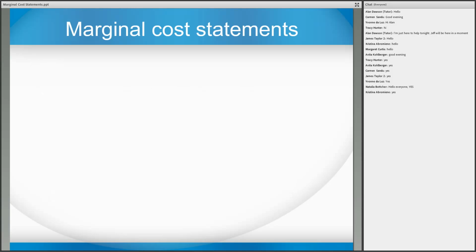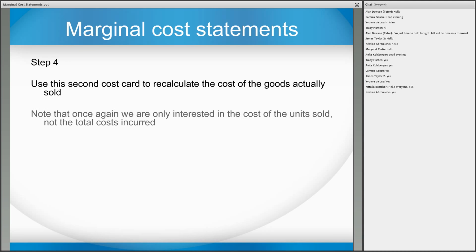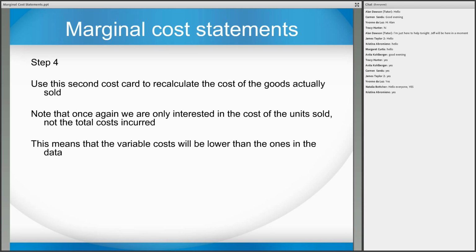Step number 4, fairly predictable. Use the second cost card to recalculate the cost of the goods actually sold. So if your volume of production was 20,000 and you've spent £20,000, that's £1 a unit. If you've only sold 18,000, that's the cost we're interested in for this exercise. So once again, it's the units sold. So almost certainly the variable cost figures that you arrive at with this exercise will be less than the totals given in the data. If they're not, double check, because you may have got one of your calculations back to front.